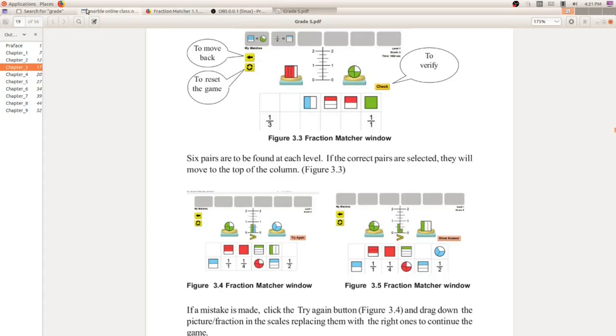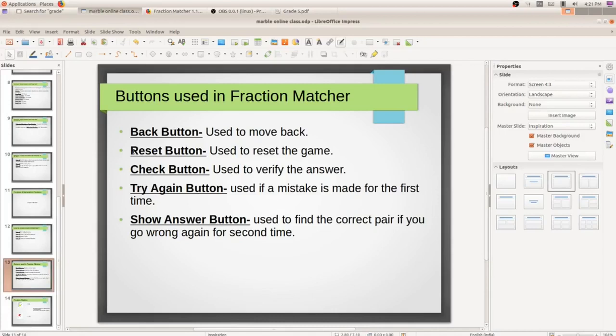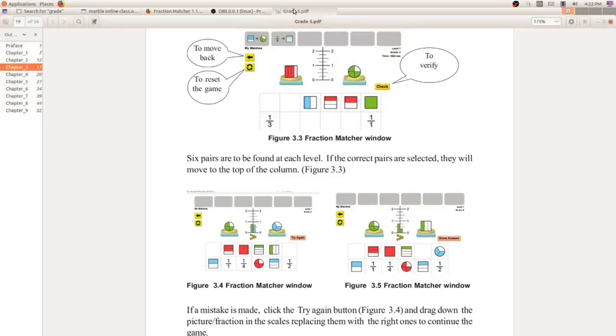What is the next button? Yes, the reset button. What is its use? It is used to reset the game. Again in your textbook page number 19, you can see the button here. This one is the reset button. All of you see here, this one is your reset button. This button is used to reset the game.